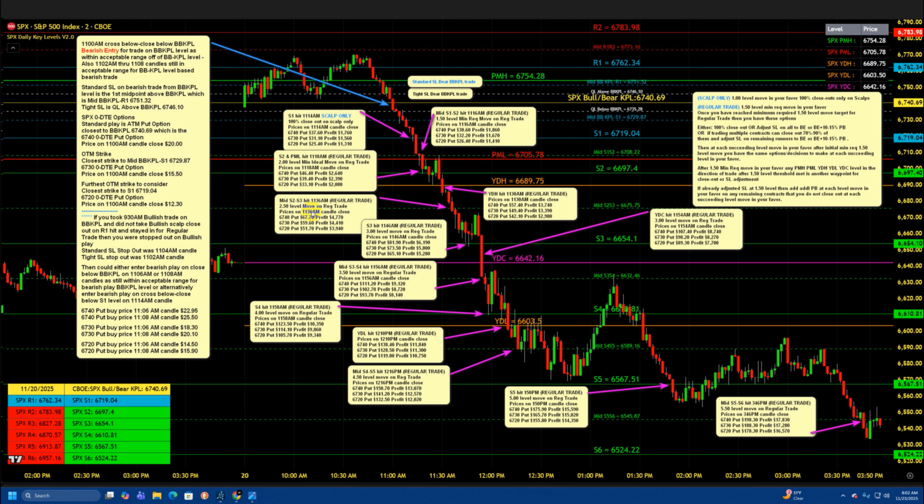Now here, 6 minutes later on the 11:36 a.m. candle, we have a hit of mid S2, S3. That's now a 2.5 level move in your favor. So this is now an additional waypoint for decision making. The prices on the 11:36 a.m. candle close, as you can see, are also in your favor.